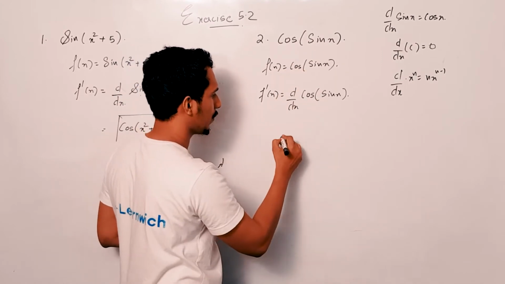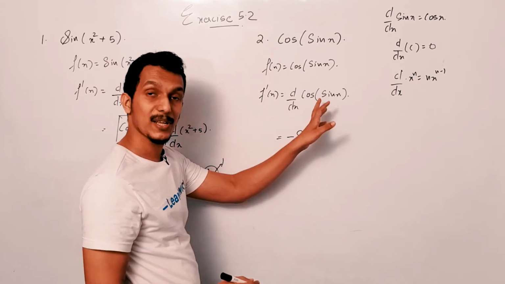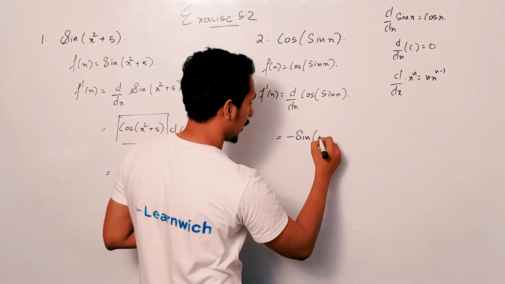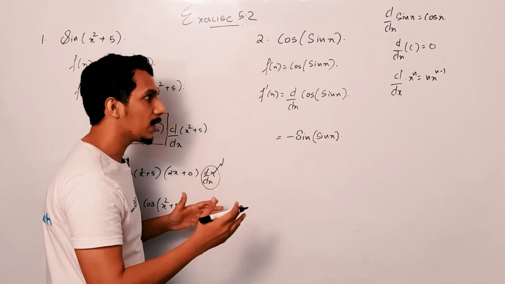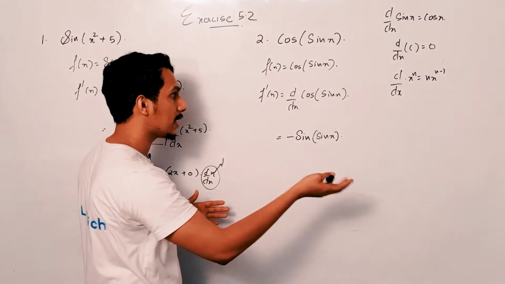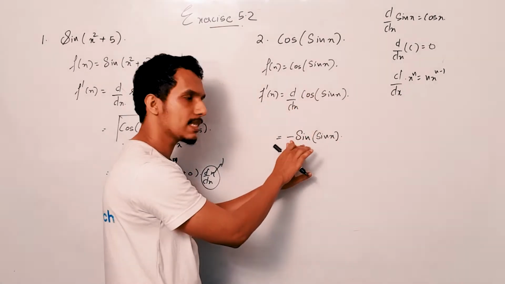So what is d by dx of cos x? It is minus sin x. Here in place of x you have sin x, so that will be minus sine of sin x. Okay, is the function over? Keep on checking if there are more functions. Yes, for the function cos of sin x, I found out the answer is minus sine of sin x.